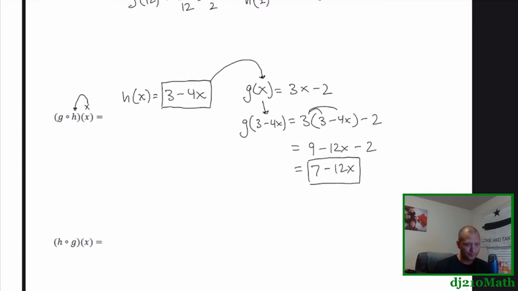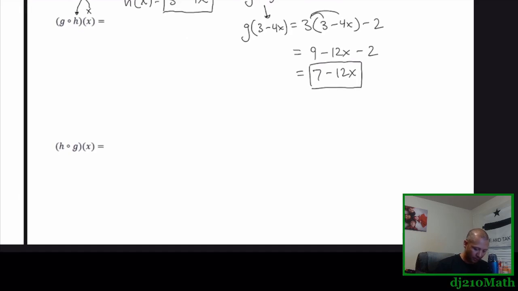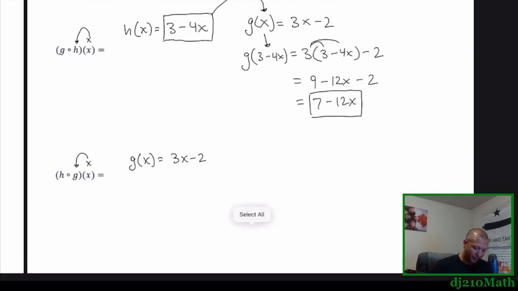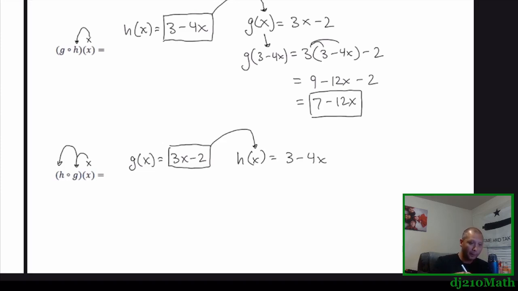Okay, last example. We're taking x and plugging it into g. So g of x is equal to 3x minus 2. That's my input that's going to go into h. So h says 3 minus 4x. I'm taking the output and making it the input, because it's going into h of x.